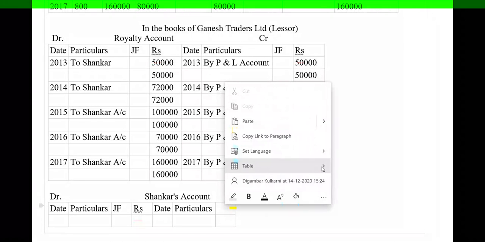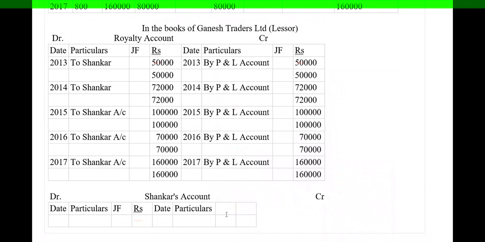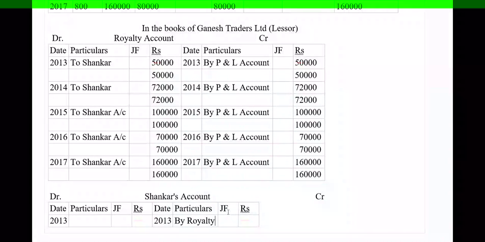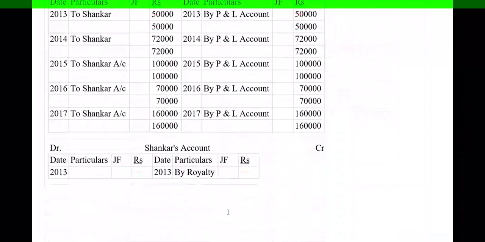Similarly, one more. So now this is JF, then rupees. So now for the first year, either we can take it as a date or year column. So 2013. When the royalty is payable, then the entry will be royalty account debit, short working account debit to Shankar's account. So Shankar's account is credited by royalty, that is rupees 50,000, which we have calculated here. So 50,000.